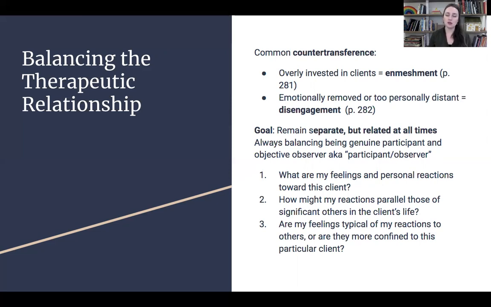When you're thinking about countertransference, it can be really helpful to ask yourself these 3 questions. What are my feelings and personal reactions towards this client? How might my reactions parallel those of significant others in the client's life? Are my feelings typical of my reactions to others, or are they more confined to this particular client?